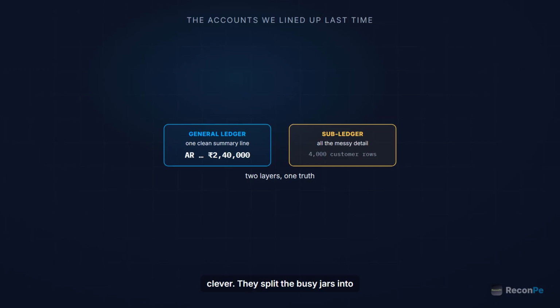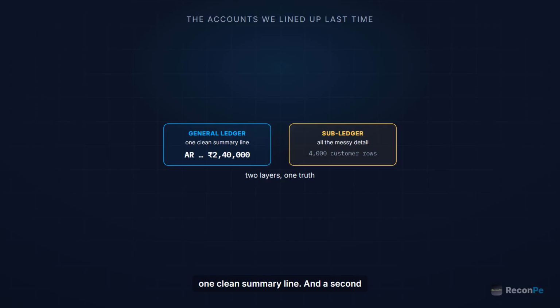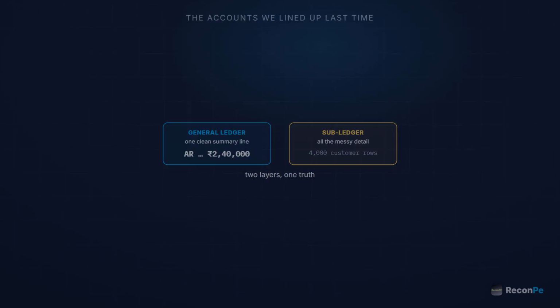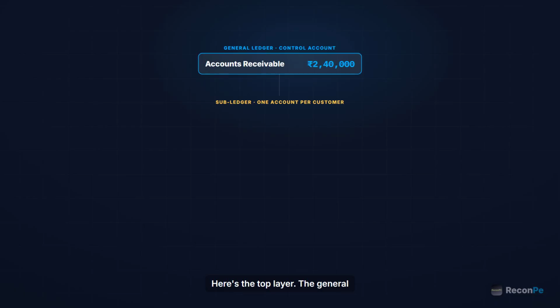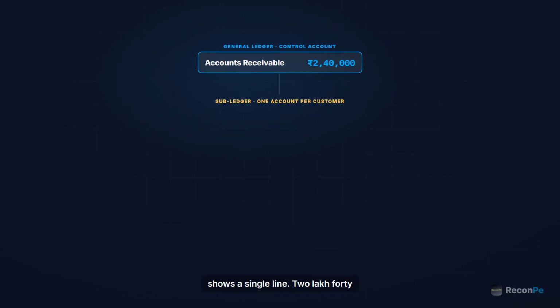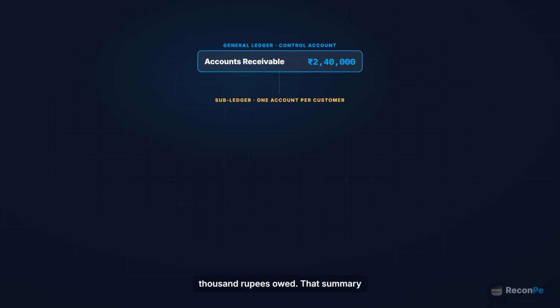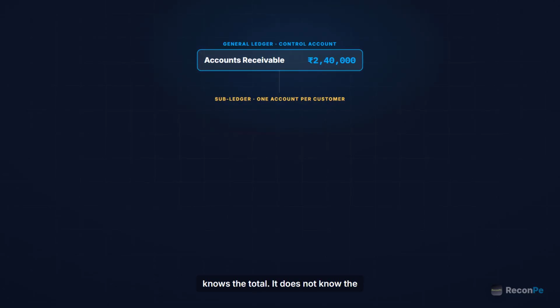They split the busy jars into two layers. The general ledger keeps one clean summary line, and a second book, a sub-ledger, holds all the messy detail. Here's the top layer, the general ledger. For accounts receivable, it shows a single line, 2,40,000 rupees owed. That summary line has a name, a control account. It knows the total. It does not know the names.